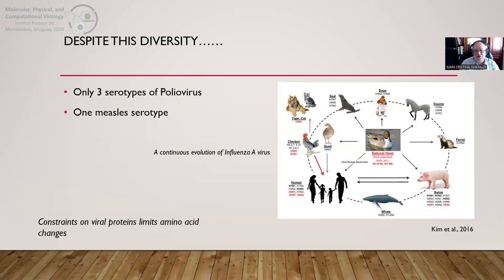On the other hand, yes, you have a continuous evolution. Influenza is, as you see on the right, imagine the selection forces that you have. The natural reservoir is avian, mostly water, wild waterfowl, ducks, geese, etc.